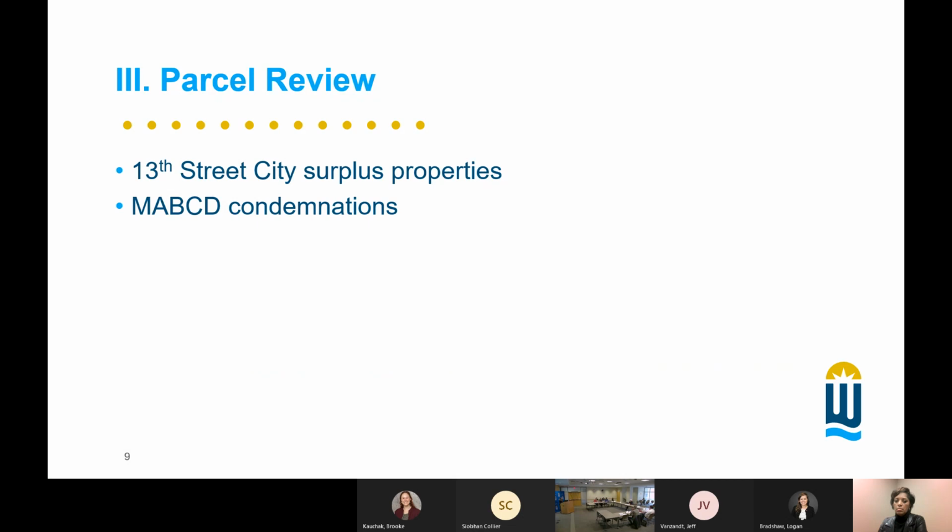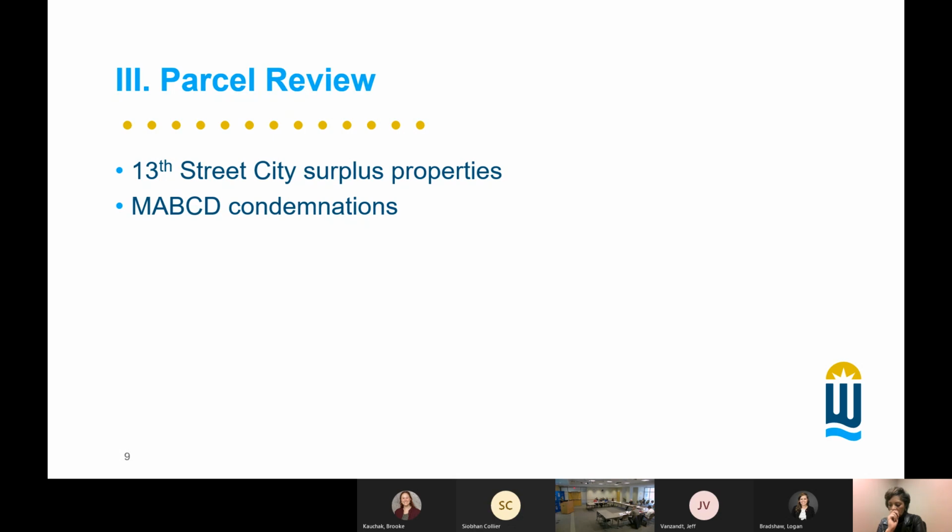On the 13th Street City Surplus Properties, staff has not yet initiated the additional research to try to identify adjacent landowners, things like that. It is our intention to continue to do so in the coming months. I think we may have one potential update, but I'm not sure. Not yet, okay. And so we should have more for you in coming months on that.